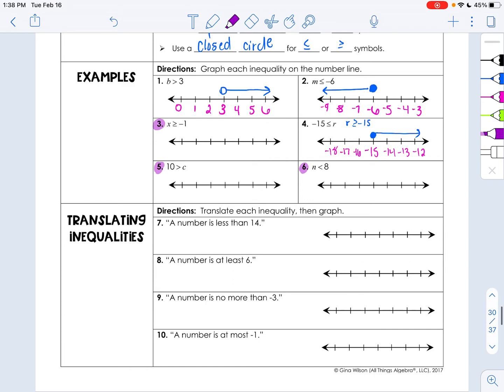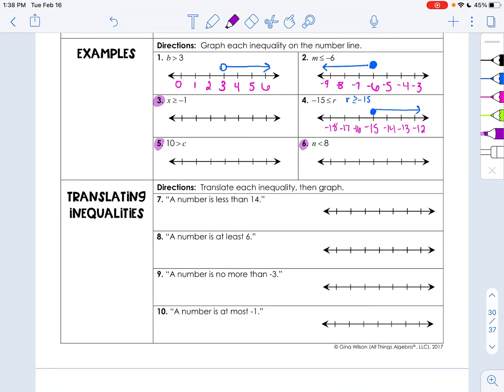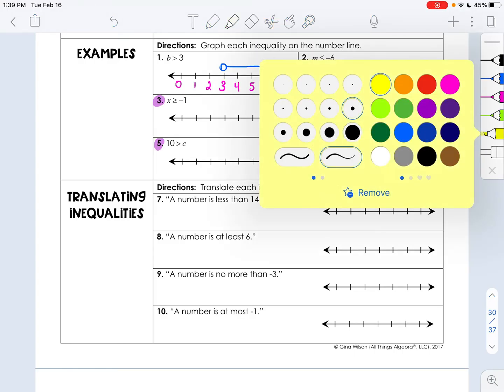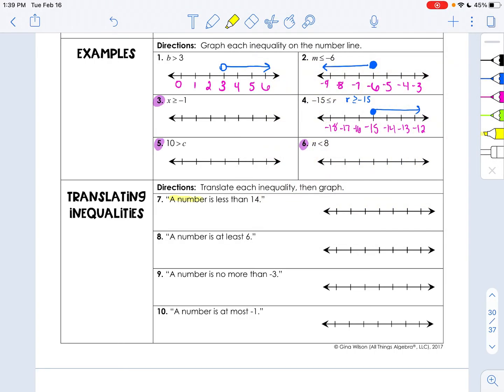Another skill we need to be able to do with inequalities is translate them, just like we did with equations. Translating inequalities is very similar to translating equations. The only difference is you're going to be using an inequality symbol instead of the equal sign. Just like with equations, when you see the phrase a number, we replace that with x or a variable.